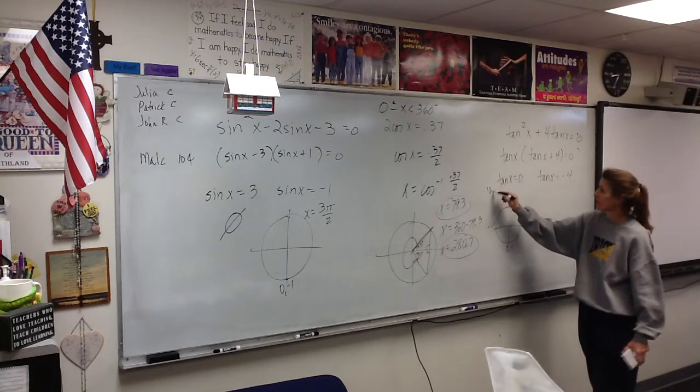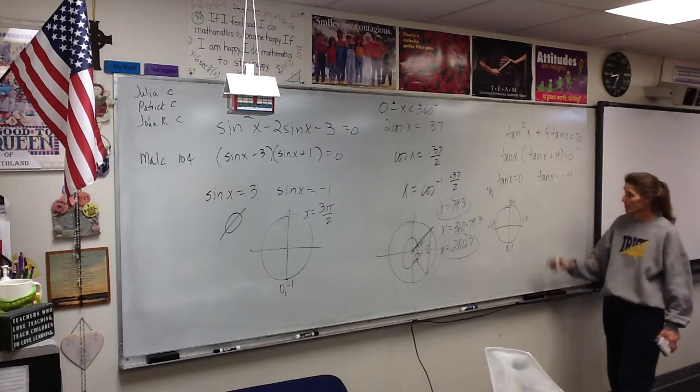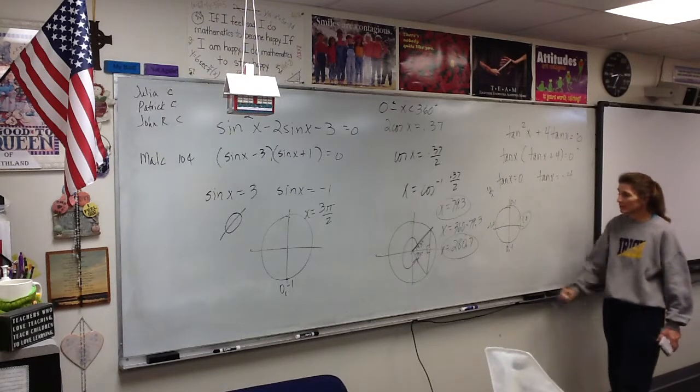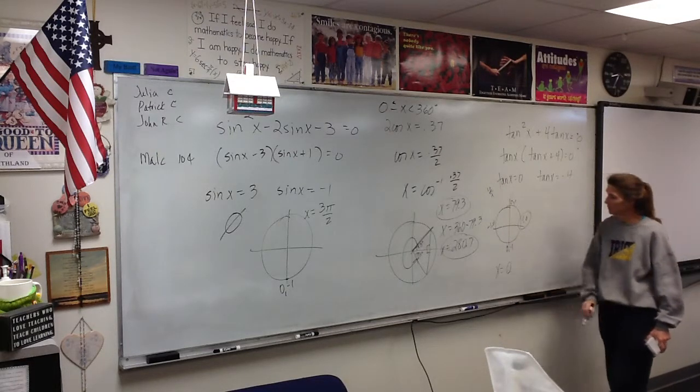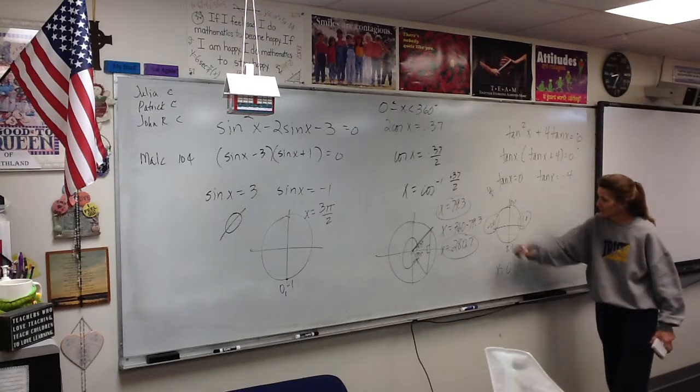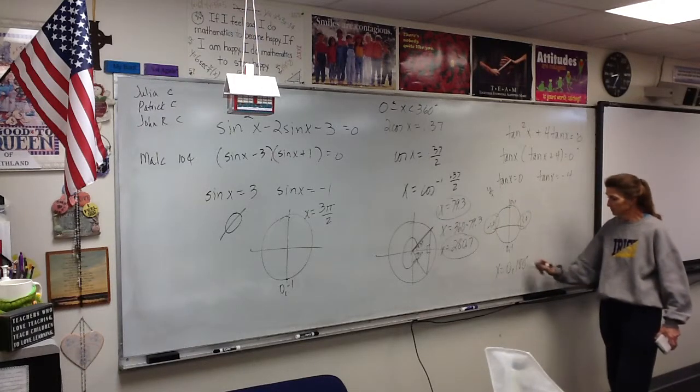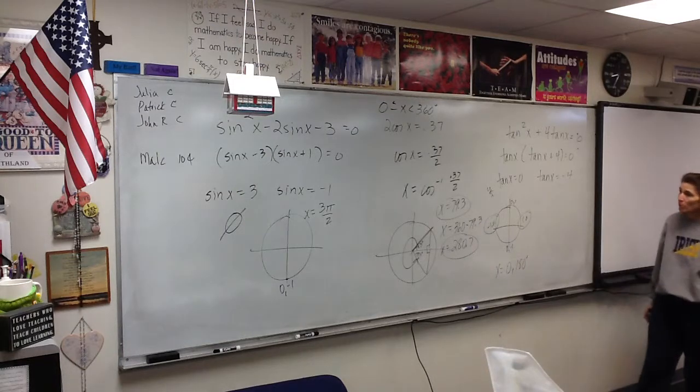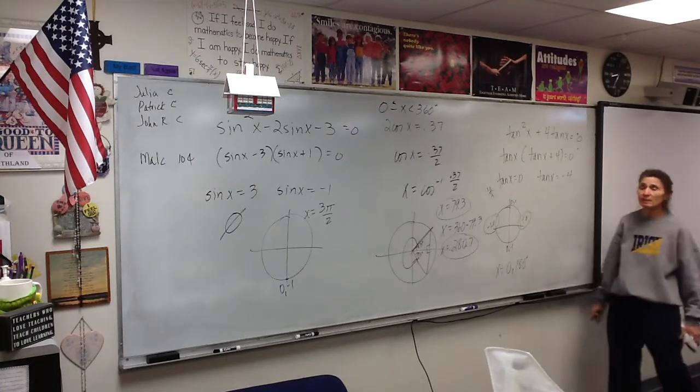Tangent is y over x. Y over x, right here. So x equals 0. Not here, that's undefined. Here, 180. Those are the two places where the tangent is 0.